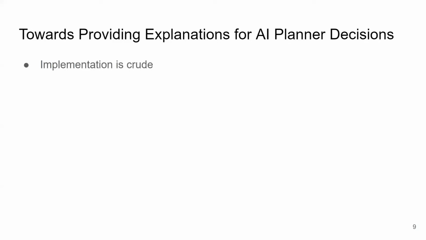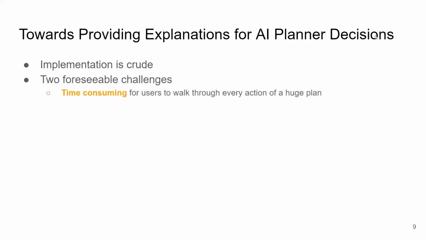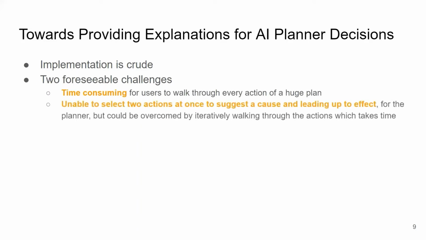The implementation of the algorithm is good given that it is a paper on methodology and not implementation. Nevertheless, there are two possible challenges that I foresee. First, it is time-consuming for users to check through each action in a huge plan. Second, the user is unable to select two actions at once to suggest a cause and effect between actions.